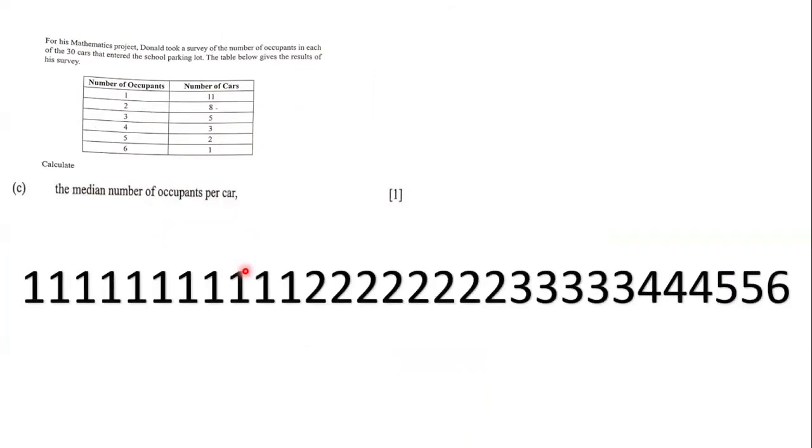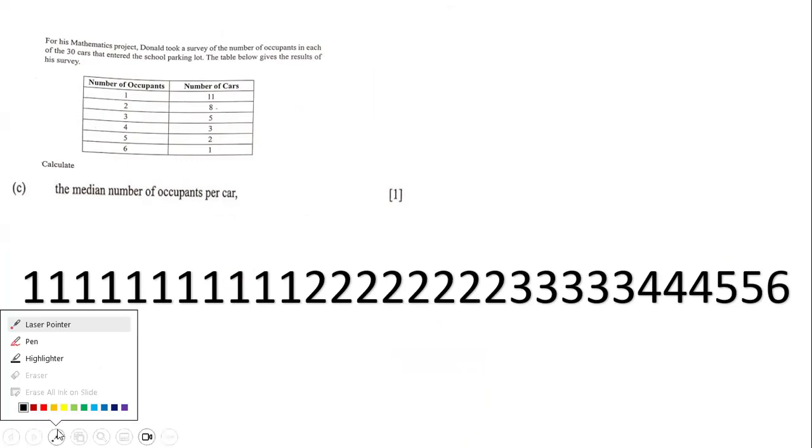Next, we need to determine the median number of occupants per car. Now we need the median. How are we going to determine the median? Now the median is the number in the middle, right? And so in order for us to do this, we're going to determine which number is in the middle.